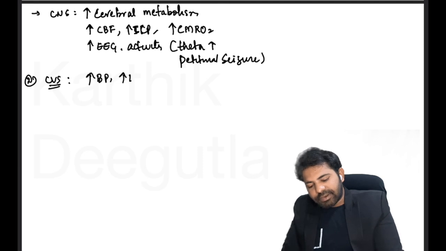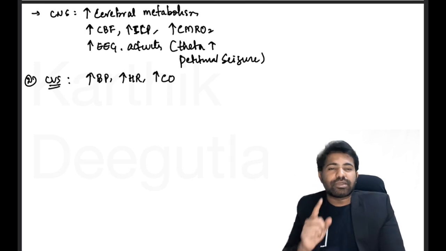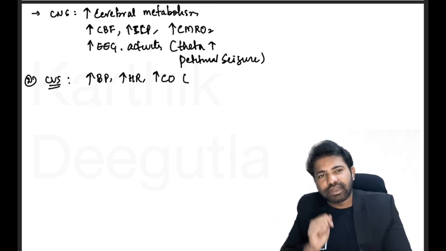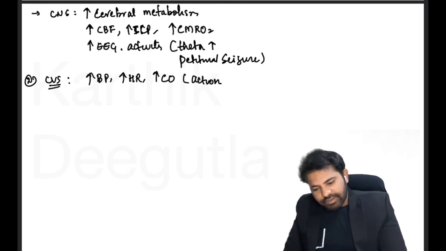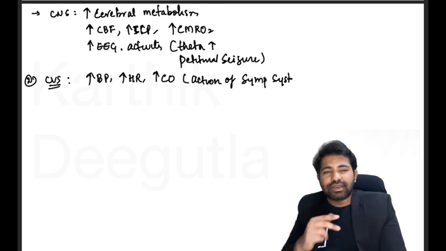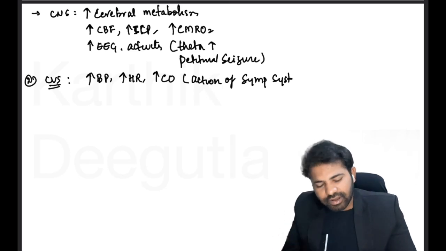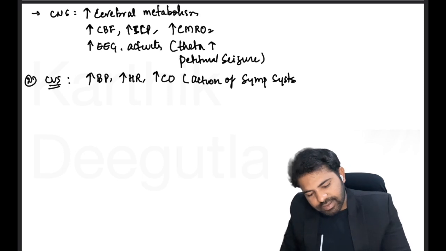Ketamine increases the blood pressure, increases the heart rate, increases the cardiac output. Why is all this? This is due to the activation of the sympathetic system after ketamine. So what happens? There is release of catecholamines. Catecholamines will act on the heart and blood vessels, and it will increase heart rate and cardiac output.